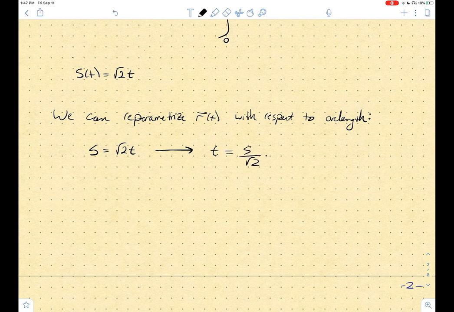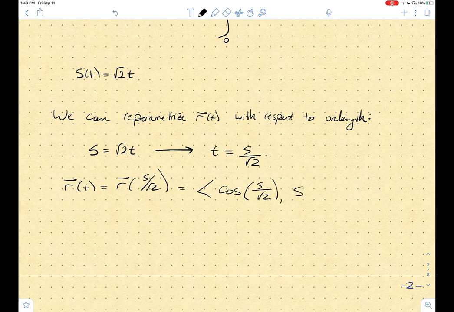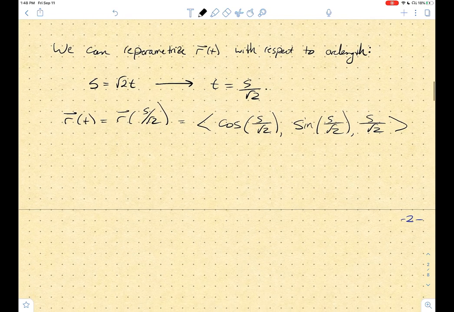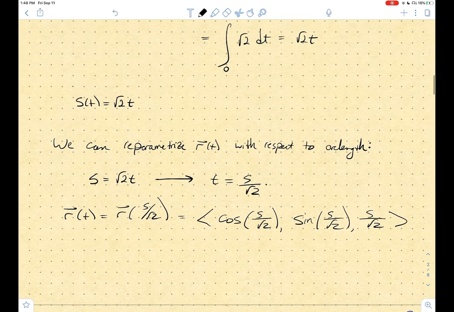And so now when I think about r of t, I can plug in what t is. t is s over root 2. And so this is going to be r of s over root 2, which is going to be the cosine of s over root 2, sine of s over root 2, and then s over root 2 like that. Okay, and so this actually parameterizes our curve with respect to arc length. And so let me switch the screen to Mathematica, and I can show you how this is useful.